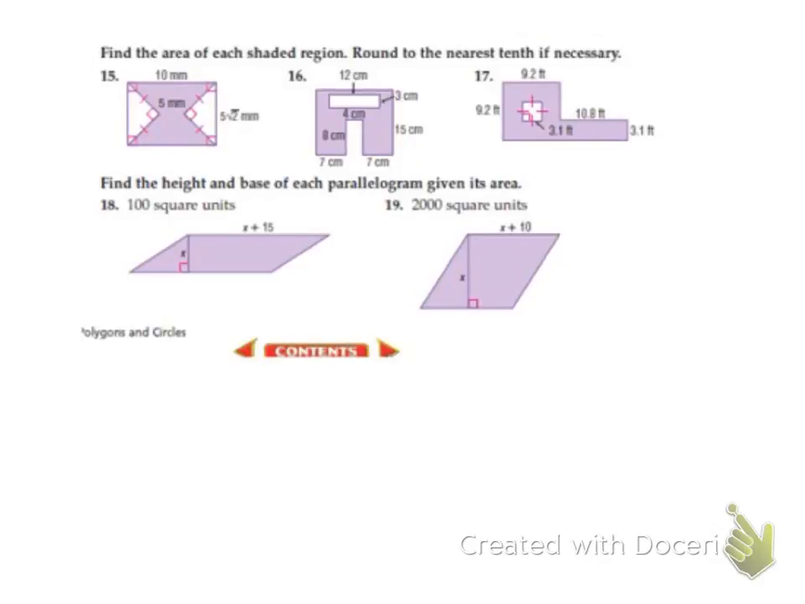Okay, in this video we're going to look at problems 15, 17, and 19. We did 16 yesterday. Then 18 is one I'm going to leave for you to turn in with the other problems. So on number 15, what you have is on the outside a rectangle, which is 10 by 5 root 2.